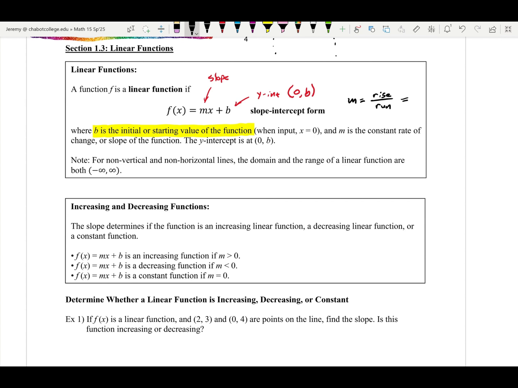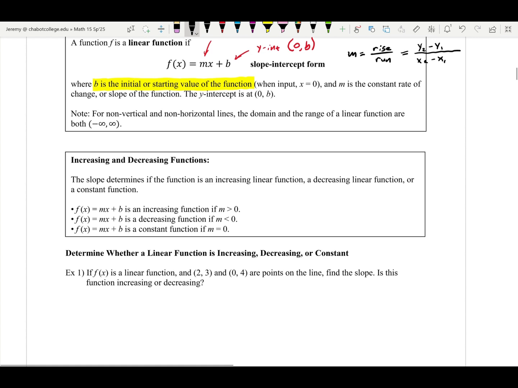Another way that we can express this is using what we call the slope formula, the difference of the y-coordinates, if we're given 2 points, y2 minus y1 over x2 minus x1. So just jogging your memory on some of the formulas and concepts relating to linear functions. And the domain and range of any linear function, as long as it's non-vertical and non-horizontal, will both be all real numbers, so negative infinity to positive infinity.